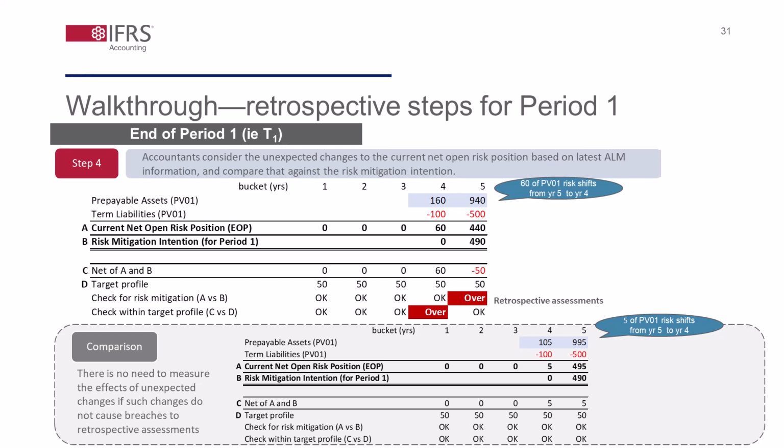When the current net open risk position at the end of the period is calculated, it shall only cover the effect from unexpected change to the underlying items that form the current net open risk position at the beginning of the period. New items recognized during the period, such as additional new businesses, are not considered in assessing the unexpected changes, unless they were part of the expected cash flow previously.